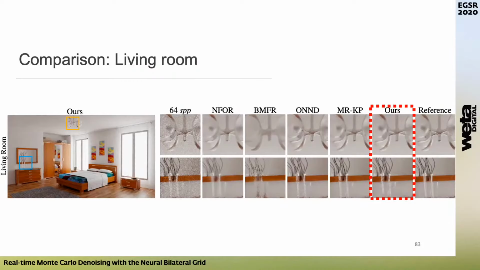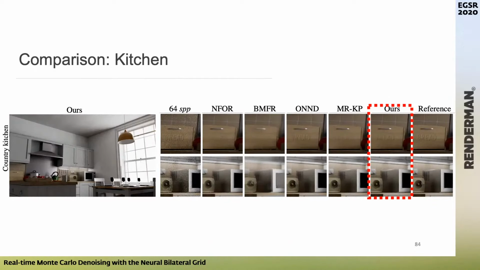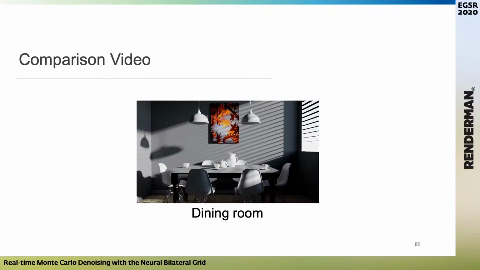Now let's see the denoising of the 64 SPP scenes. Our method performs well at preserving details. In the living room scene, we can successfully recover the glass on the ceiling and the branches in the vase. In the kitchen scene, only ours and ONND can successfully recover the text on the bread. I will show the video of the denoised frames for the 64 SPP scene.